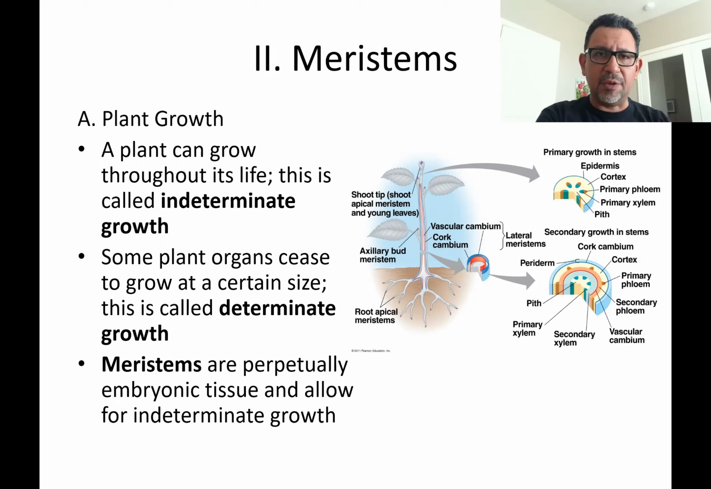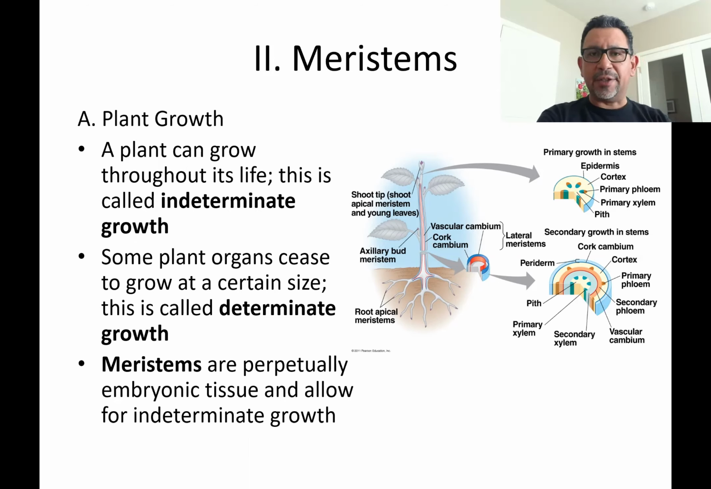So the growth in animals is called determinate growth, and it's going to be determined by the limits set in their DNA. Now, there are going to be some parts of a plant that will not continue to grow indefinitely, and that is going to be organs like leaves, flowers, and fruits. They reach a maximum size, and then they don't grow anymore.